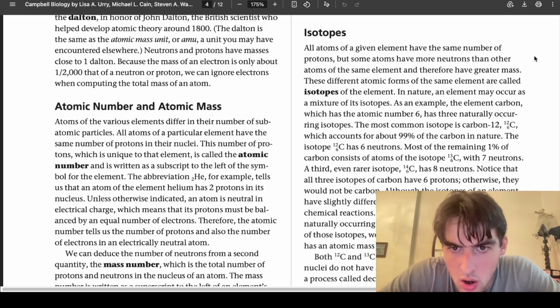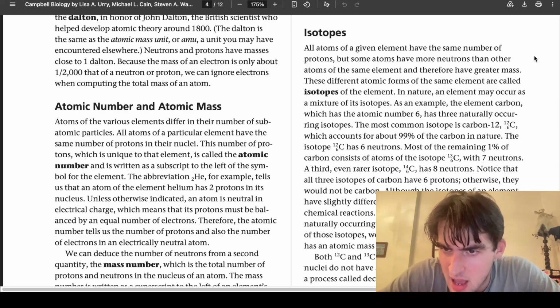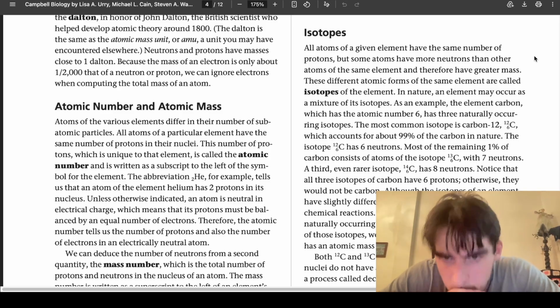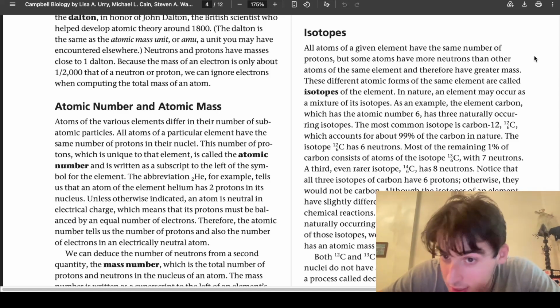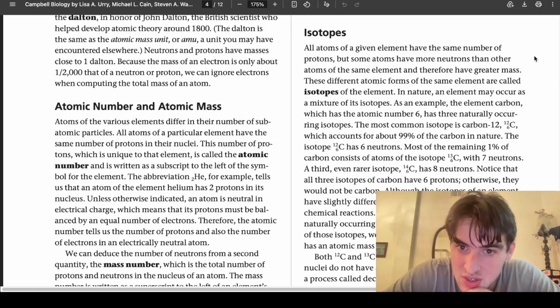All atoms of a given element have the same number of protons, but some atoms have more neutrons than other atoms of the same element, and therefore have a greater mass. These different atomic forms of the same element are called isotopes of the element. I did not know this. Interesting. So my guess regarding ions could still hold up.